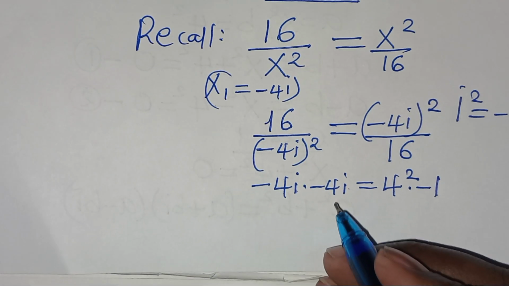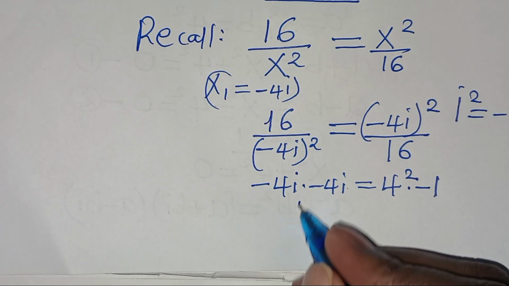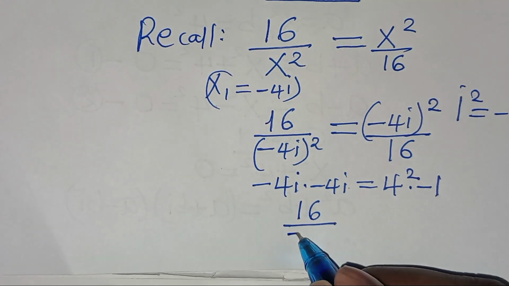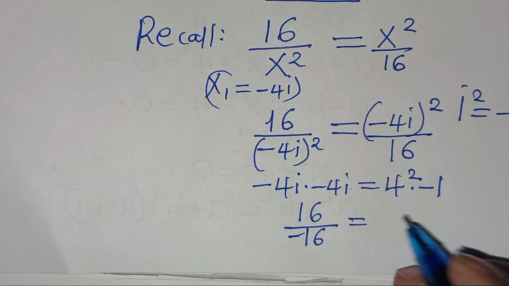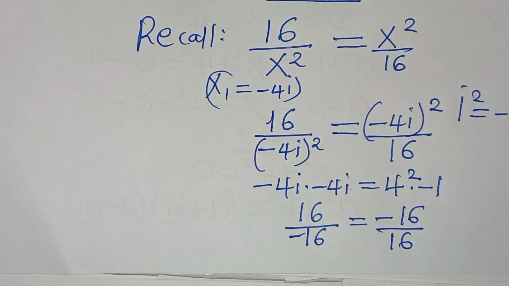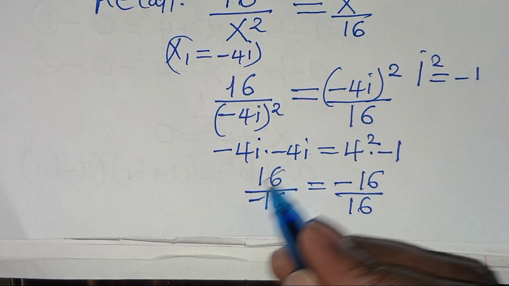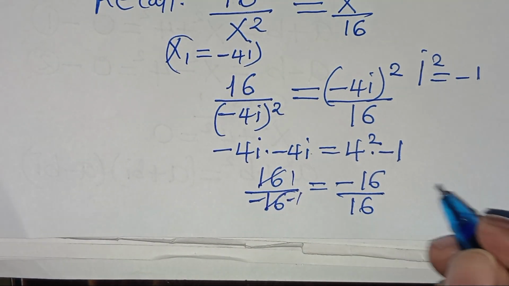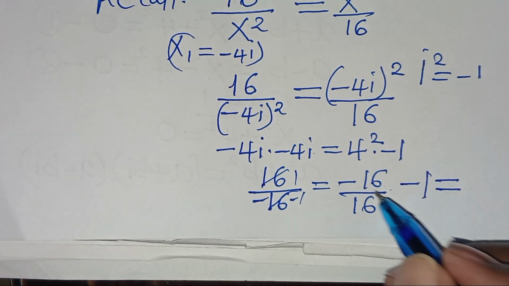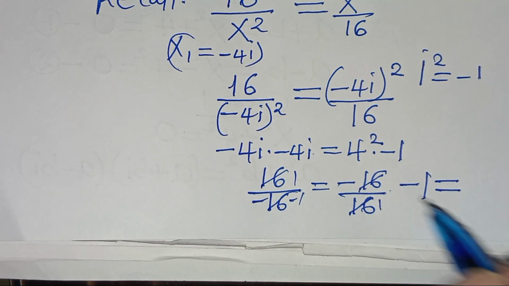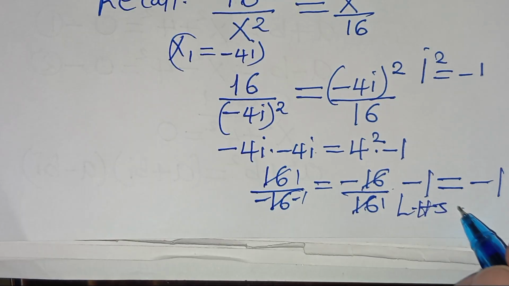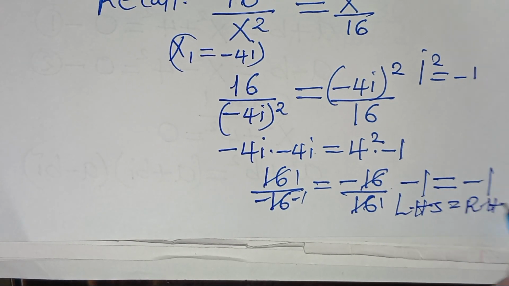So here we have 4 squared times minus 1. So here we'll have 16 over 4 squared times negative 1. This is minus 16, which is equal to minus 16 over 16. So this implies that 16 divided by minus 16 is minus 1, which is equal to 16 and 16 simplify here, so we have minus 1. So the left hand side is equal to the right hand side.